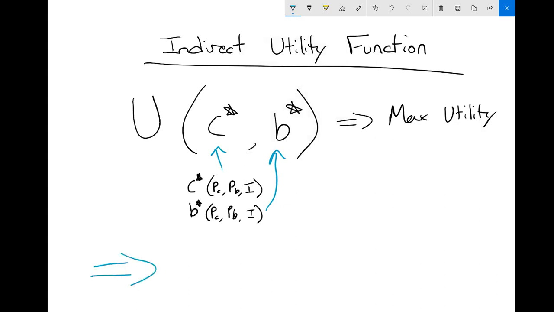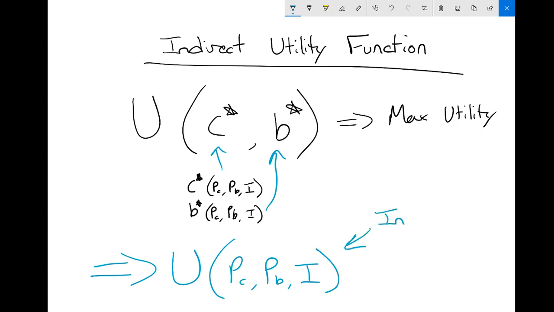So what we would find is if we plug these into here, we're going to get a utility function that is no longer a function of coffee and bagels, no longer a function of C and B, but is now a function of the parameters. This is the indirect utility function. It is the utility function with the optimal values plugged in, such that now the utility function is a function of only the parameters and not of the variables.